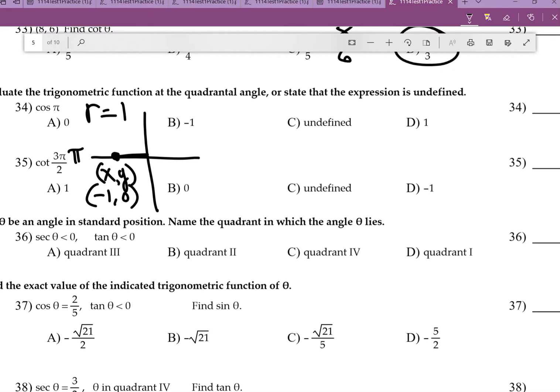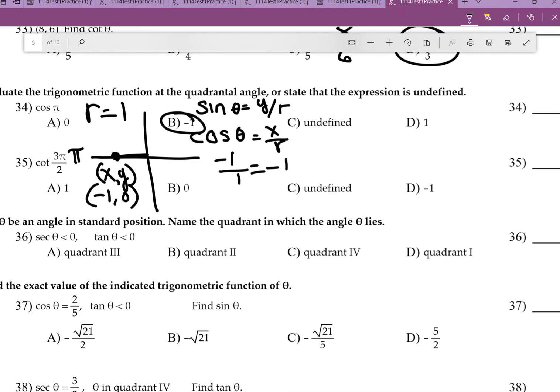So I have x, I have y, I have r. And now I just have to recall my ratios: sine of theta is going to be y over r. Cosine of theta, that's going to be x over r. So if I put x over r, that's going to be negative 1 over 1, which is simply negative 1, hence my answer B. How easy was that?